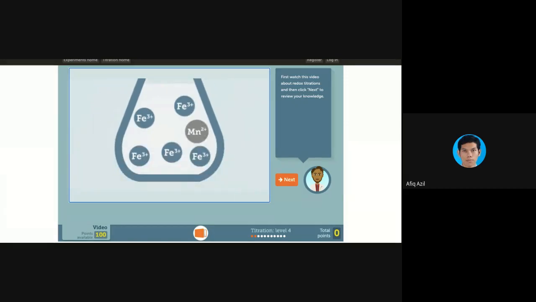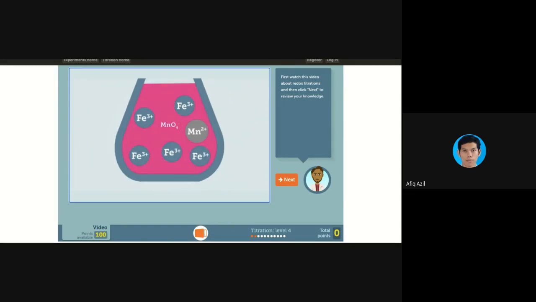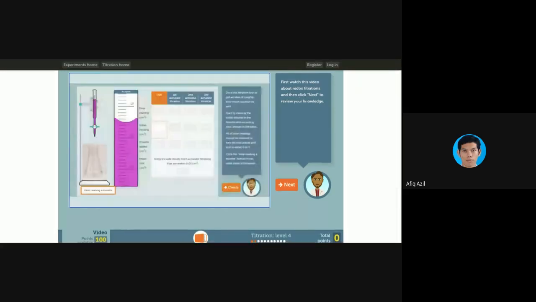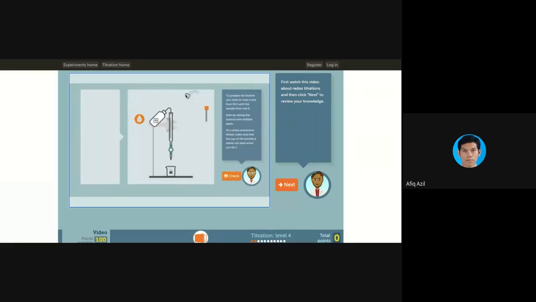There is no need for the addition of an indicator in this titration because the presence of the permanganate ions will turn the solution pink when there are no more Fe2+ ions to react with. This is the end point of the redox titration. As an analytical chemist working for the Food Standards Agency, you will perform a redox titration experiment to confirm the exact iron content in the iron supplement tablets. You will then check that the value is in agreement with the amount listed on the product label.